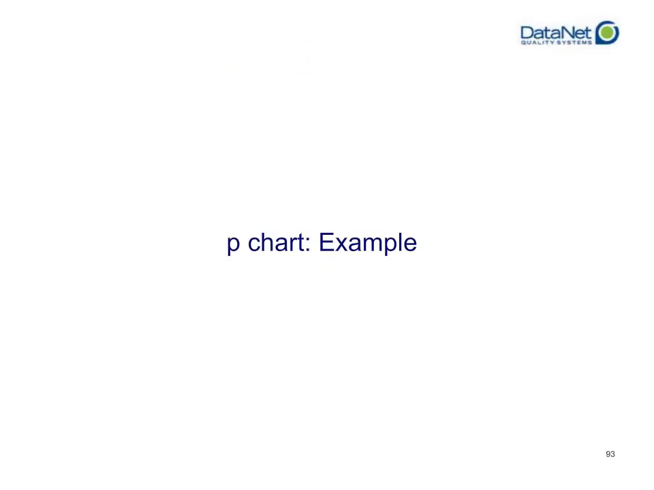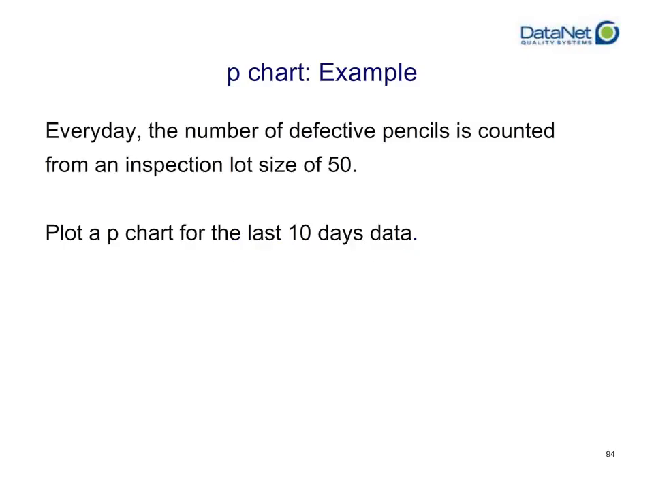And now we're going to go ahead and do an example of a P chart. Okay, in this example, we're going to go back to the pencils manufacturing again. Every day, the number of defective pencils is counted from an inspection lot size of 50. This might be at the end of a batch, or maybe you know that you make some set amount every time period. But ultimately, your lot size in this case is 50 each time. Your job is to plot a p-chart for the last 10 days worth of data.